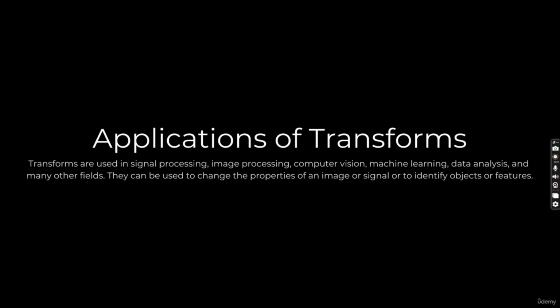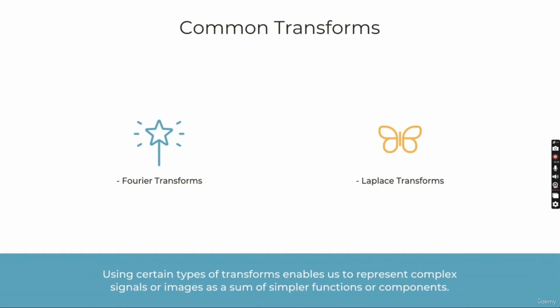Now, applications of transforms can be used in a number of fields, from signal processing, image processing, computer vision, machine learning, data analysis, and many related fields. They can be used to change the properties of an image or signal, or to identify objects or features. Common transforms are Fourier transforms and Laplace transforms. Using certain types of transforms enables us to represent complex signals or images as some simpler functions or components.